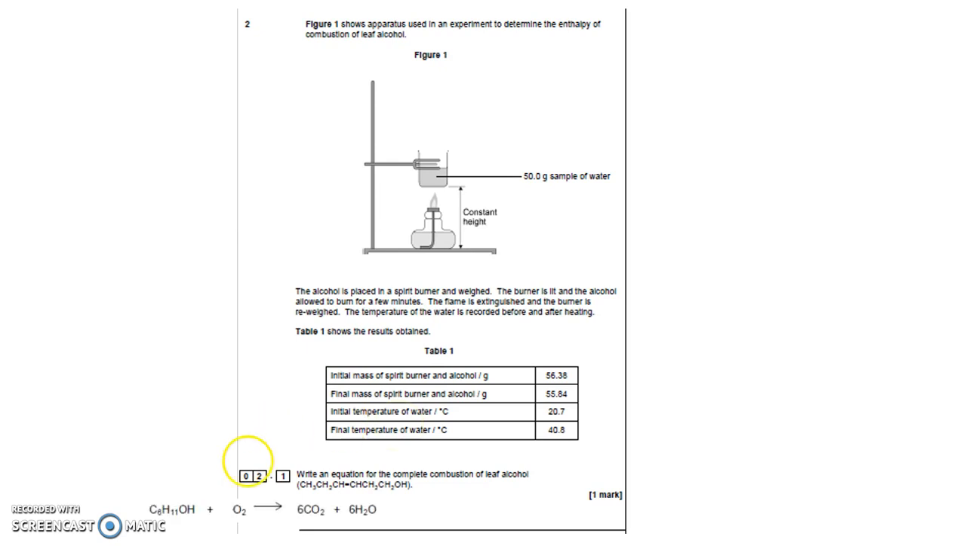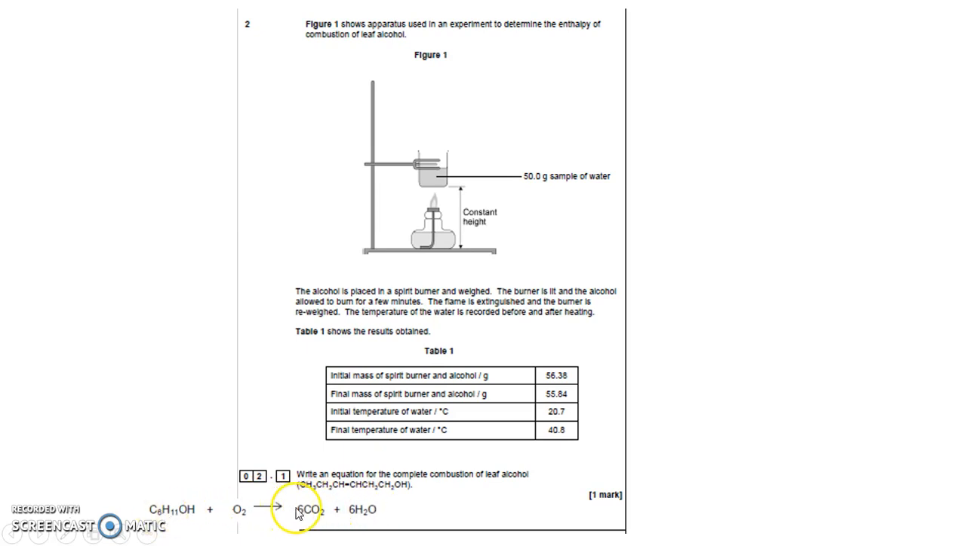So first of all, I've got C6H11OH, or I could write it as C6H12O if I wanted to. Either is acceptable. I've got oxygen because that's what I'm combusting it in. Combustion is a reaction with oxygen. I've got CO2 and water because that's what happens when you get complete combustion, rather than CO and water or C and water if there's incomplete combustion.